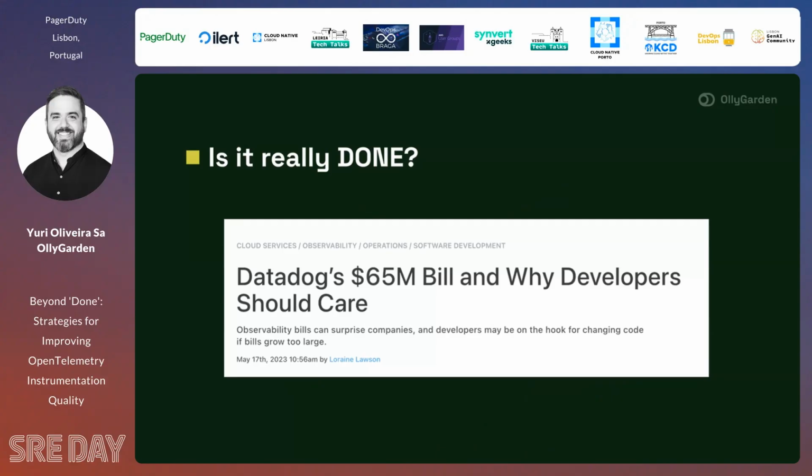This is public. This is not from my company. This is from Coinbase. If you Google that, this is real. Okay, so if you don't care about your telemetry quality, unfortunately, you will be in this dawn trap, reaching this amount of money to your backend.